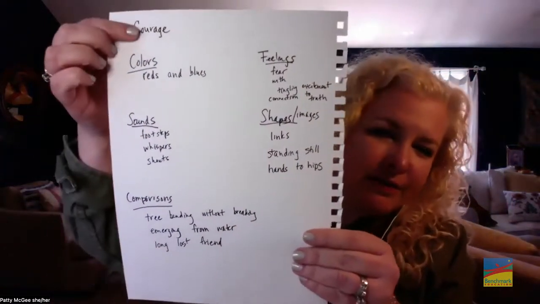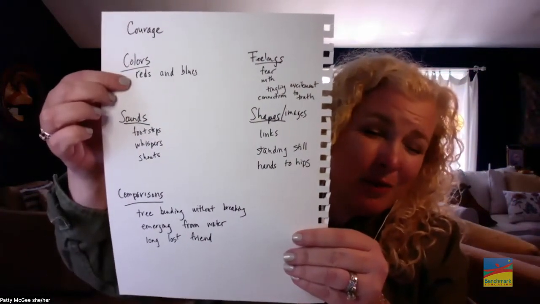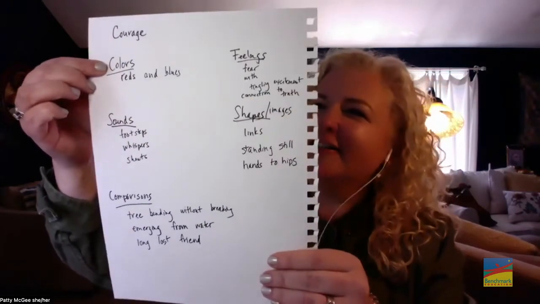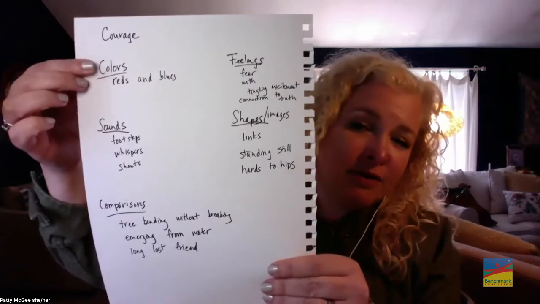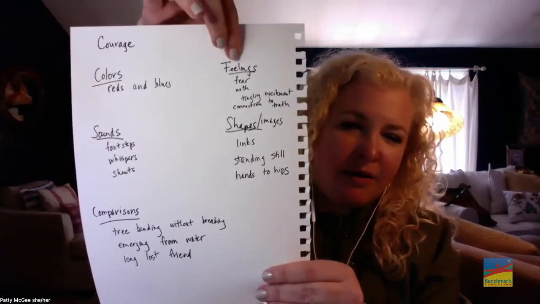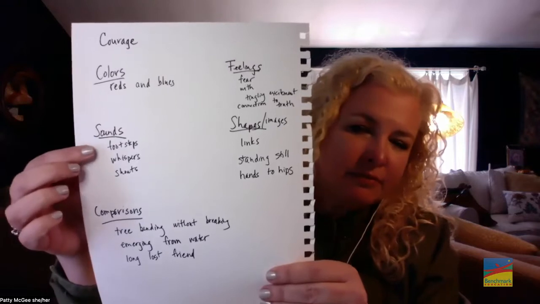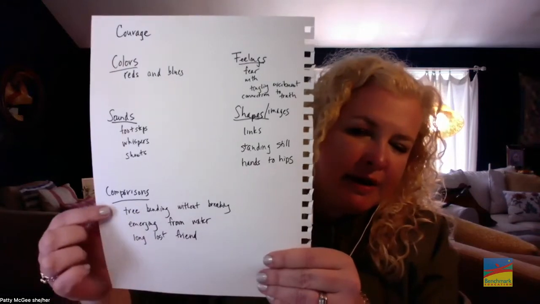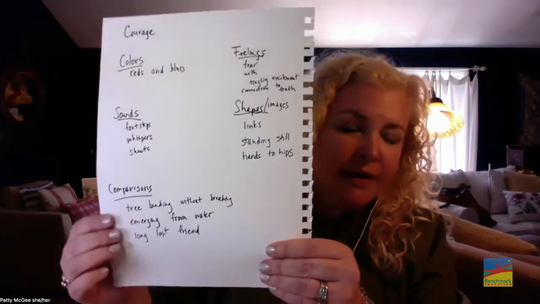So I did this with the word courage. You can see I really wasn't worrying about my handwriting too much. Perhaps I should a little bit more if I'm putting this on a video, but I quickly just wrote down in these categories the different things that came to mind when I thought of courage: colors, feelings, sounds, shapes and images, and comparisons. And then I used this almost like a word bank for me as I went ahead and composed my poem. So let me just share with you.